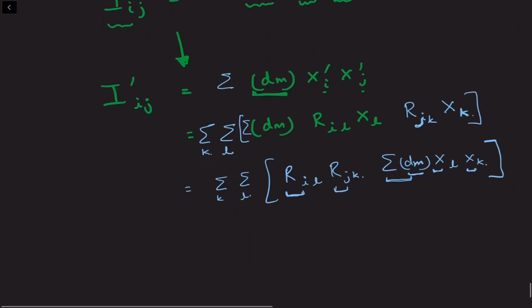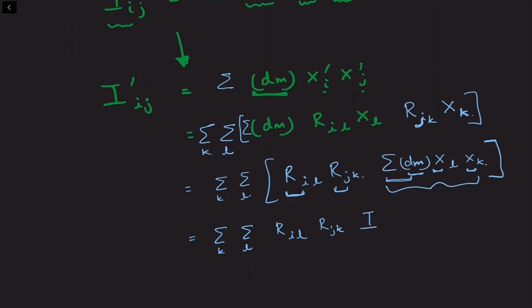So now when I do this, I get the summation over k, summation over l, R_il R_jk, and this quantity is nothing but our old moment of inertia tensor, which is I_lk.